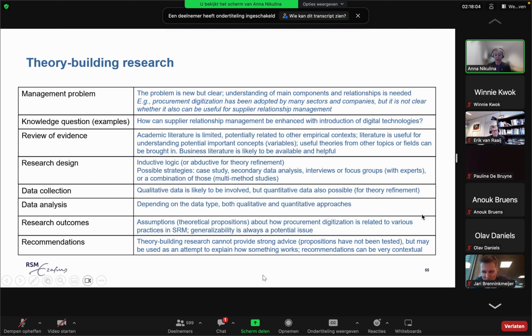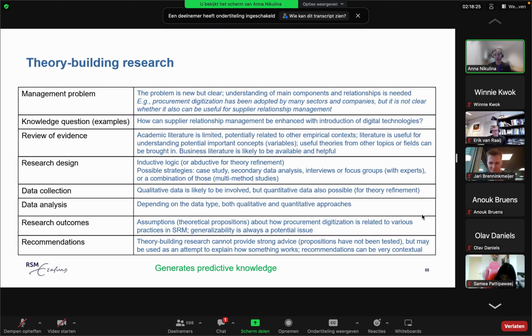And typically the knowledge that you are looking for when you're working with theory building research is predictive knowledge, because it's about how we think something will work. What are the links and how some things will function. You can also say it deals with explanatory knowledge, because theories also explain how things work. But in a way, it's also about predicting. If I see that something works like this in the organization that I studied, I assume that it will also work in other organizations, given the context, in the same way.